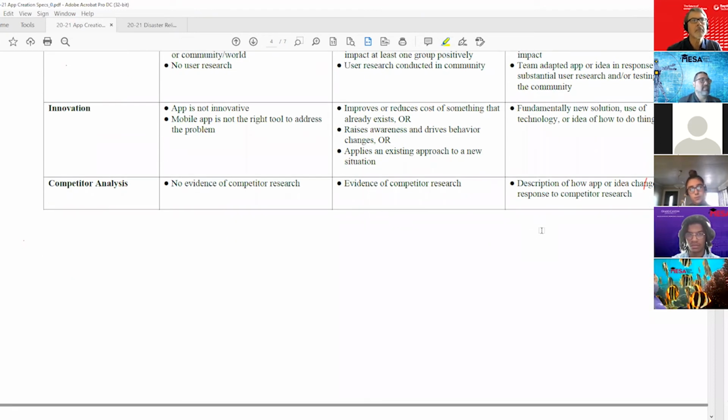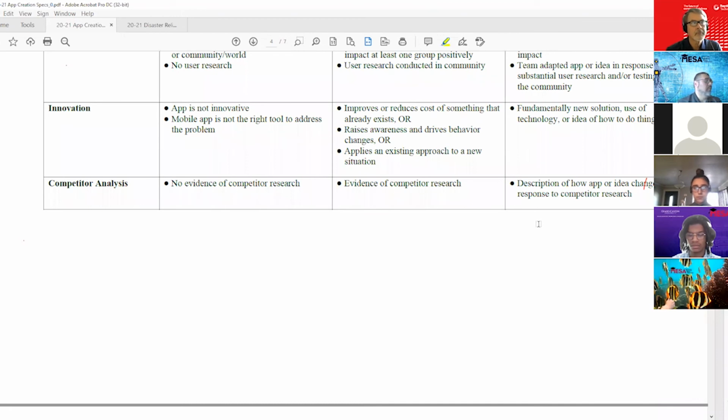The competitor analysis, right? Have you looked at the other apps that are out there doing similar things? How does your app compare to those? How did you change things? How did you improve upon or serve the population in a different way than that app wasn't?